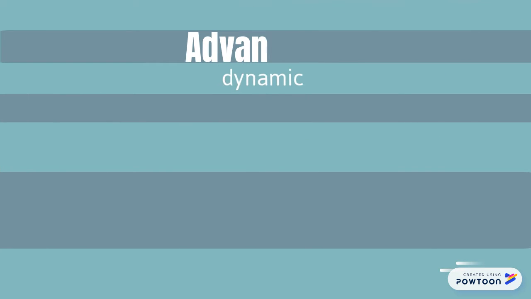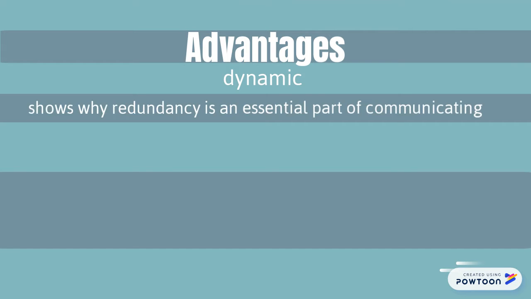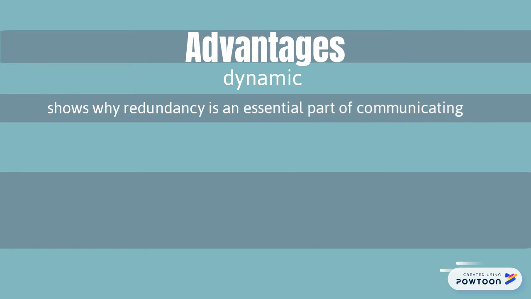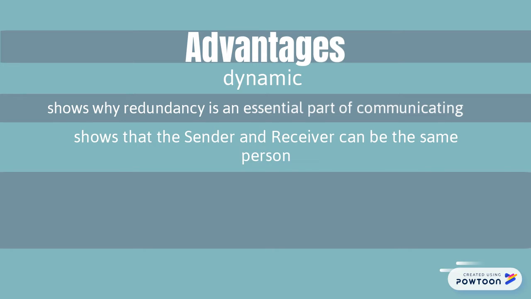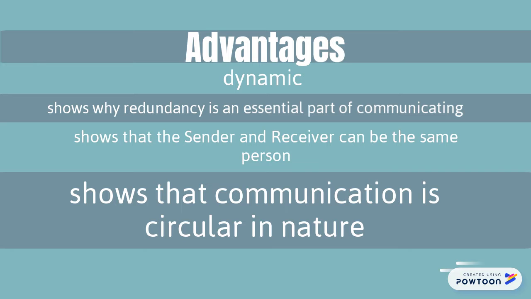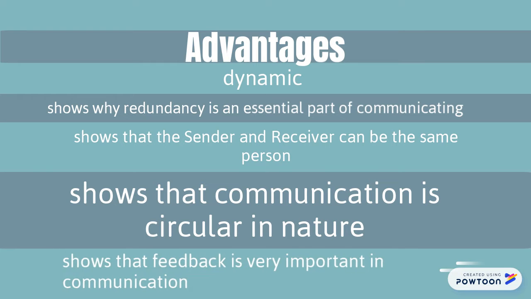There are a lot of advantages to this communication model. 1. It is dynamic, or it shows how a situation can change. 2. It shows why redundancy is an essential part of communication. 3. It shows that a sender and receiver can be the same person. 4. It shows that communication is circular in nature. And lastly, it shows that feedback is very important in communicating.